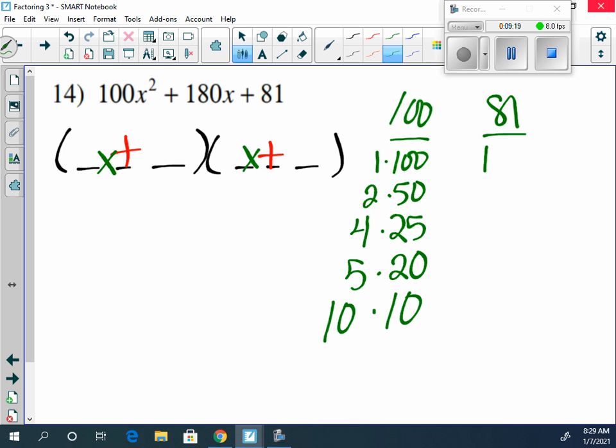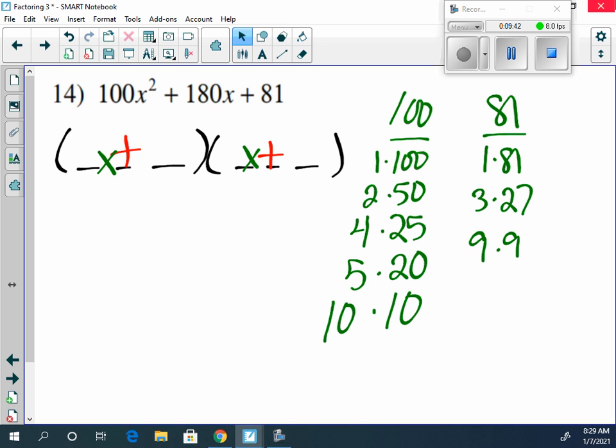Now, 81 is 1 and 81, 3 and 27, and 9 and 9. Most likely, if 9 is a factor, 3 is probably going to be a factor. There's a good chance.